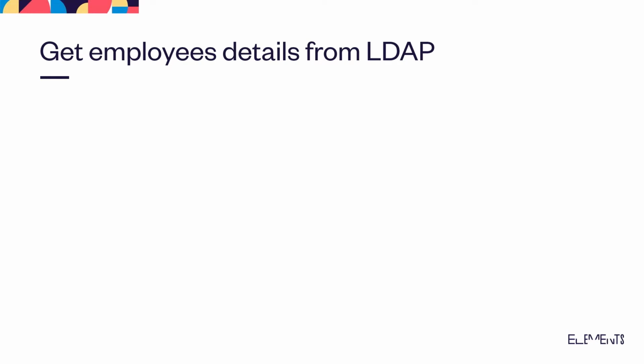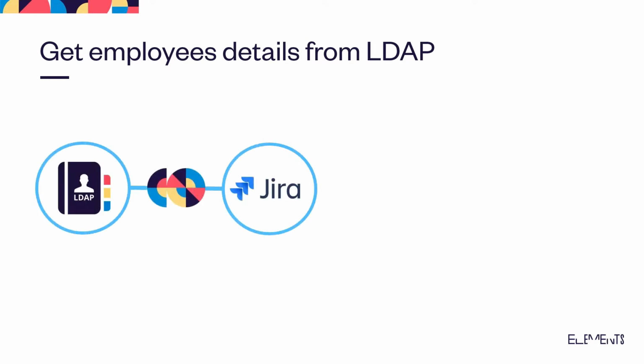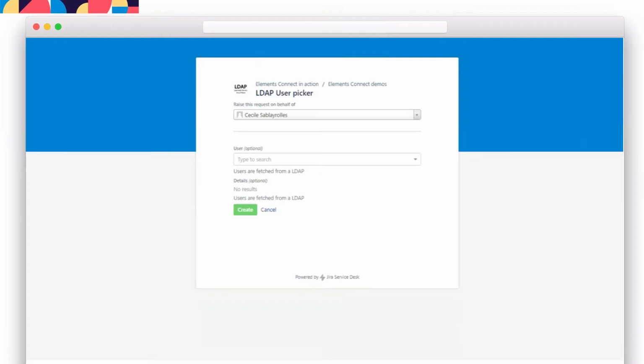Let's begin with the first use case. Here, the need is to be able to get employee details from an LDAP. For that, I'm going to switch directly to a Jira instance for a quick demo. As you may see here, I have two fields, one named user and the other named details. These two are connected to my LDAP.